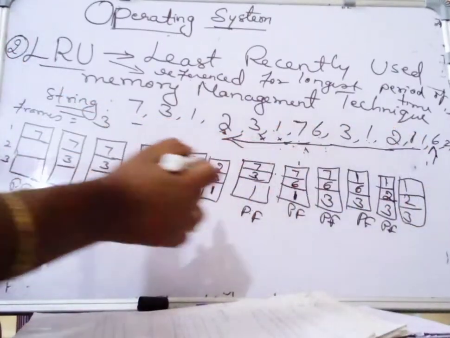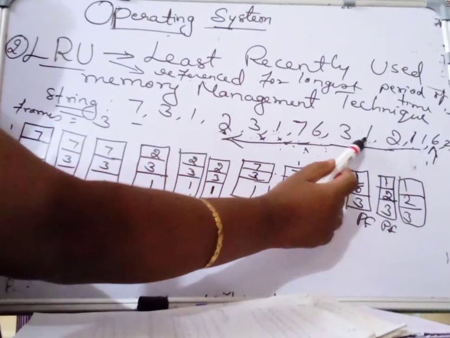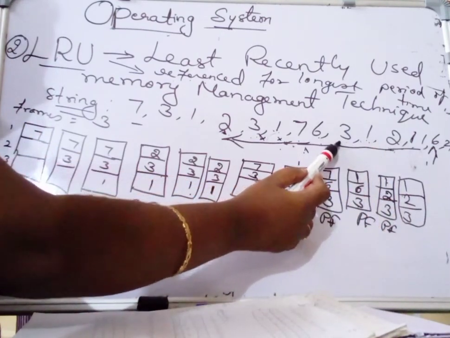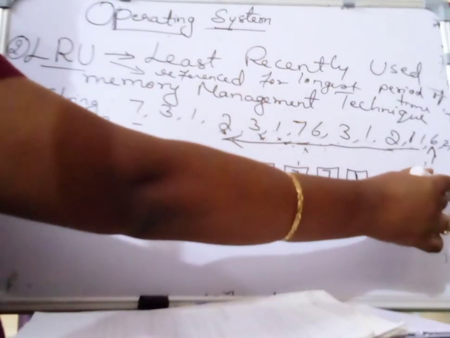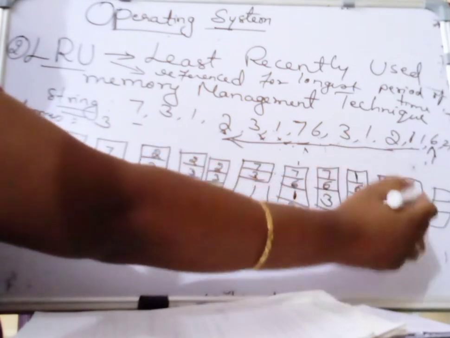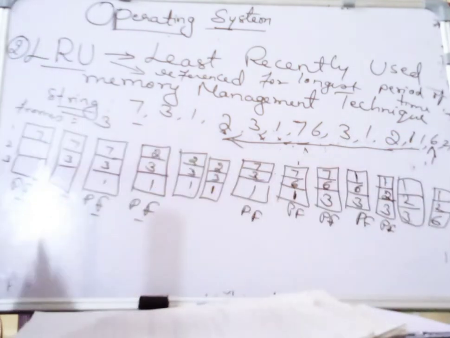Again observe the left hand side. 1 is just now referenced. Before that 2 is referenced. Again 1 is referenced. The time taken to refer 3 was more. So replace this location with 6. The time taken to refer 3 was more compared to 1 and 2. So replace here with 6. 1 and 2.